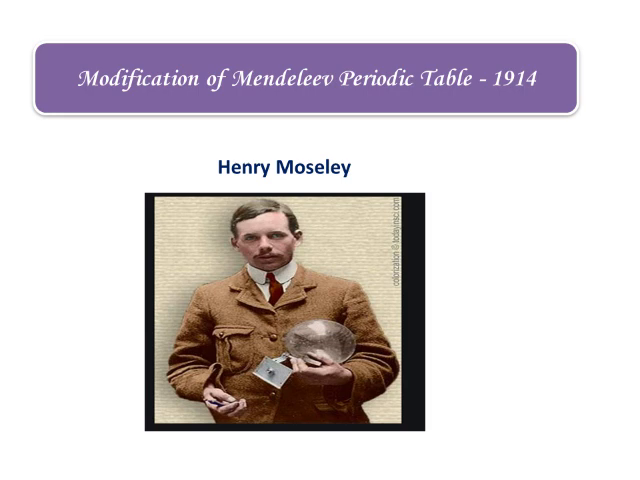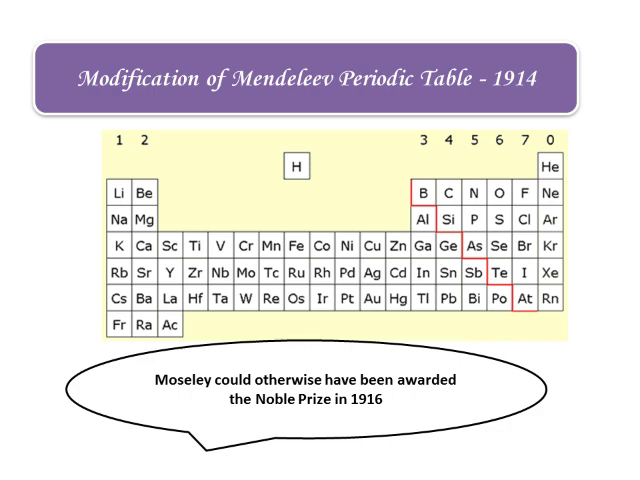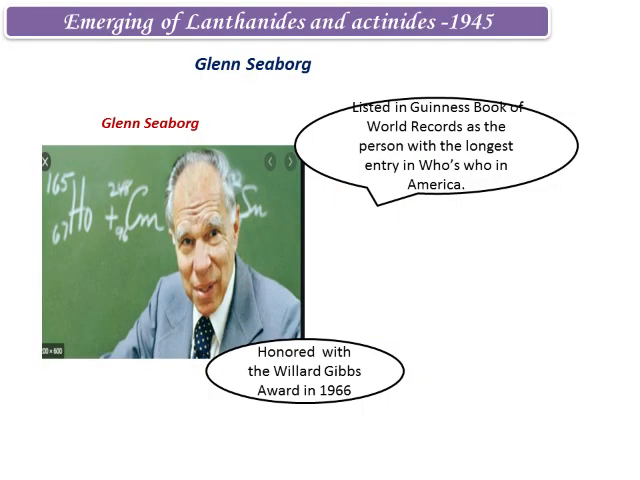Moseley was shot and killed during the battle on 10th August 1915 at the age of 27. Moseley would have been awarded the Nobel Prize in 1916. The emergence of lanthanides and actinides in 1945. Listed in the Guinness Book of World Records as the person with the longest entry in Who's Who in America.